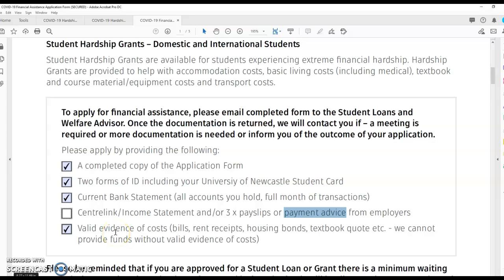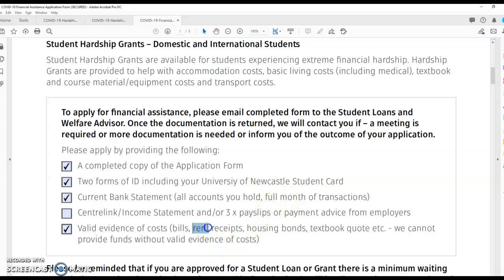Then you also need valid evidence of your costs. So you need to show us why you need the money, why you need the financial assistance. So that can be in the form of bills. Perhaps you have a bill for your phone, bill for your electricity, or a bill for your water that you cannot afford to pay. Or perhaps you have a receipt of some rent that you just paid, but it used all your money and you have no more money.